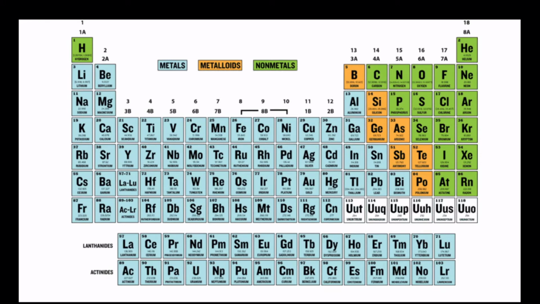For example, if we see lithium, then the electronic configuration is 2, 1. So the number of valence electrons is 1. Sodium, it is 2, 8, 1. Valence electron is 1. Potassium, 2, 8, 8, 1. Thus the number of valence electrons being similar, the chemical properties are also similar.